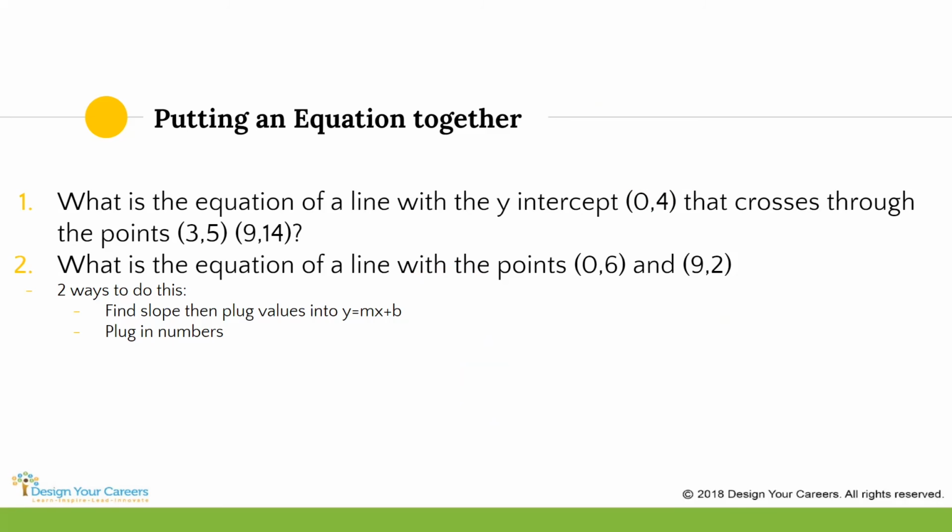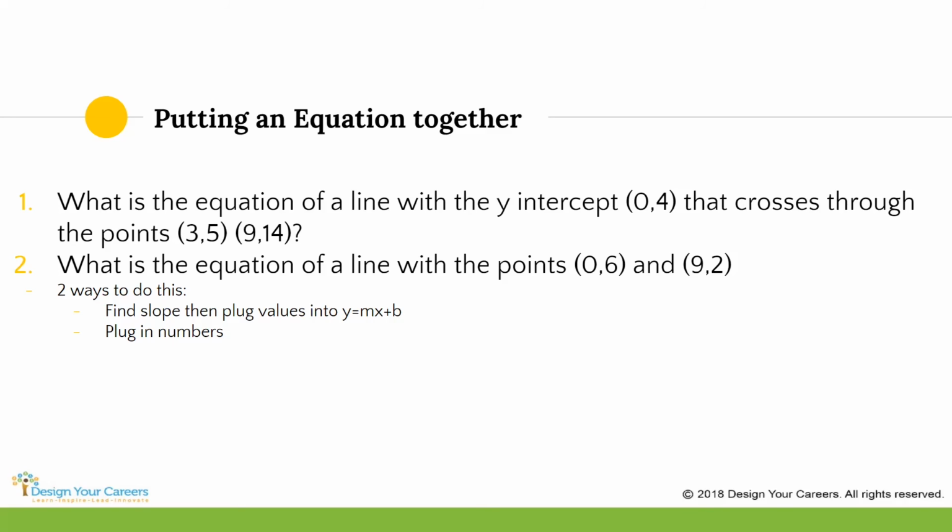Now, what if we're given the equation of a line with the points 0, 6, and 9, 2? So we're given the y-intercept, and we're given one additional point. What do we do? Well, the first thing that you could do is find the equation of the line and then plug in values, all right, which is basically what we did for the first one. So first thing you want to do is find the slope, all right?